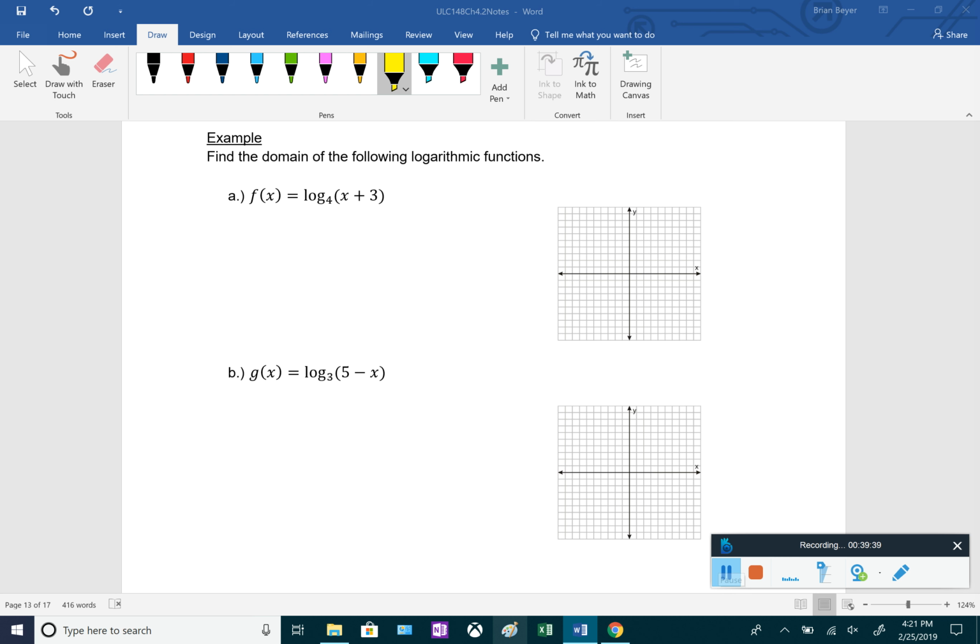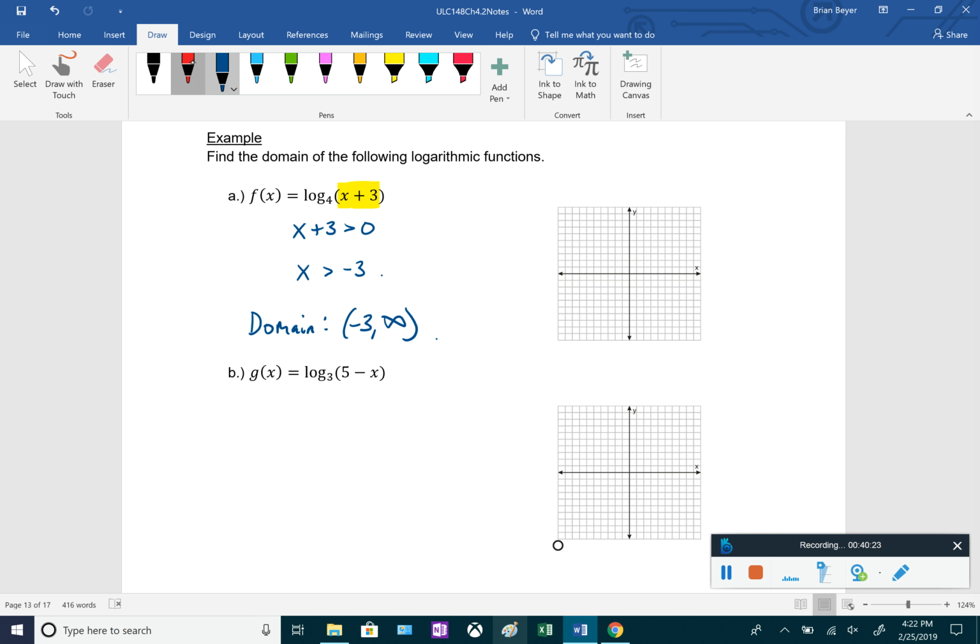So the first one, f of x equals log base 4 of x plus 3. To find the domain, what we are looking at is this input right here. Logarithms cannot take on negative values for inputs. So we have to say, okay, x plus 3 has to be greater than 0. It can't take on negative or a value of 0. So it has to be greater than 0. And then we isolate x. Subtract 3 on both sides, and we get x is greater than negative 3. So that's actually all we had to do. So the domain, in interval notation, is negative 3 to infinity.